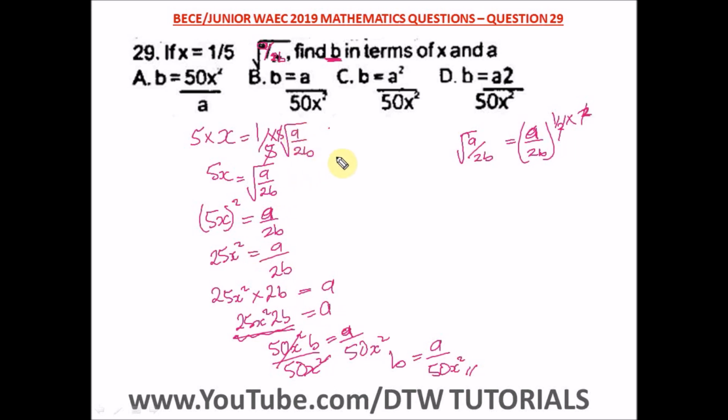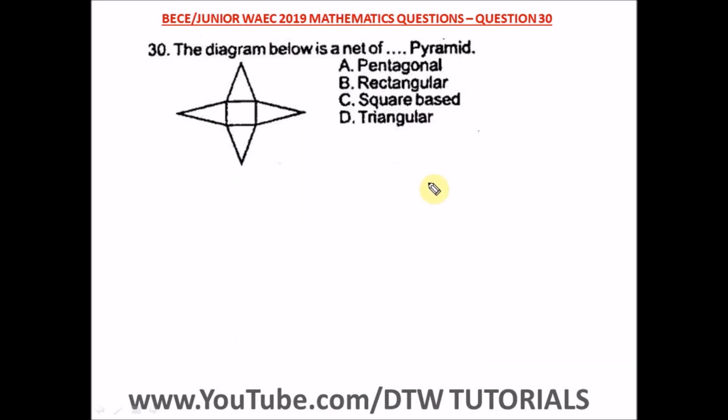Our right option, where is our right option? Our right option is option B. Question 30 of the BECE Junior WAEC 2019 Mathematics past question. It says the diagram below is a net of a dash pyramid. A says pentagon, B says rectangular pyramid, C says square base pyramid, D says triangular pyramid.